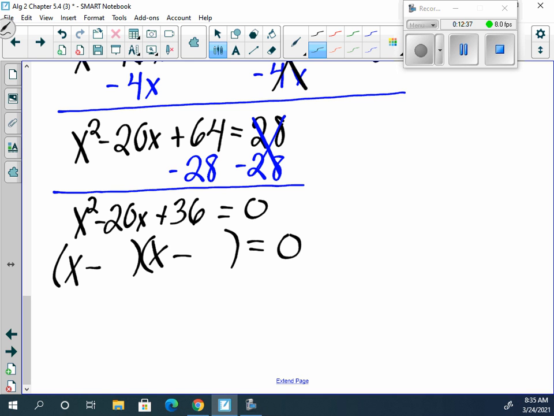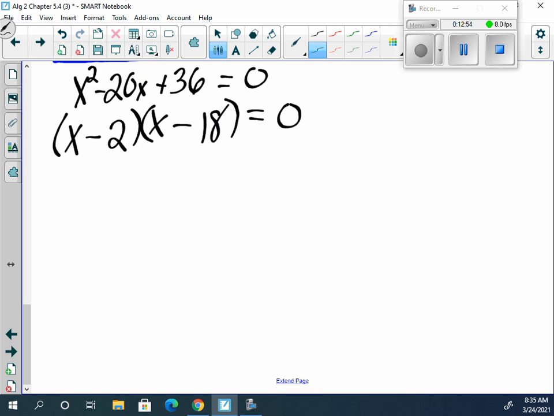It works out that the factors that we want are 2 and 18. I worked this one out earlier, and it took me a minute to see 2 and 18, because 36 has a lot of factors. But 2 and 18 will be the two numbers that give us negative 20.